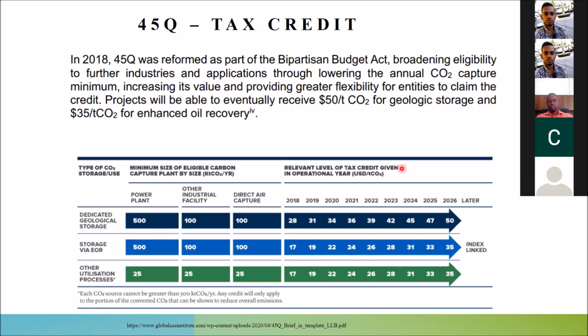And even the US in 2018, a significant year for CCS, developed a 45Q tax credit, which gave incentives to companies who want to do EOR using CO2. If you wanted to do straight geologic storage, you could get 50 US dollars per ton, and 35 US dollars per ton for EOR projects. So those are really good incentives that made things happen.